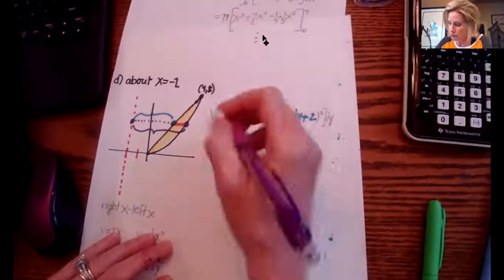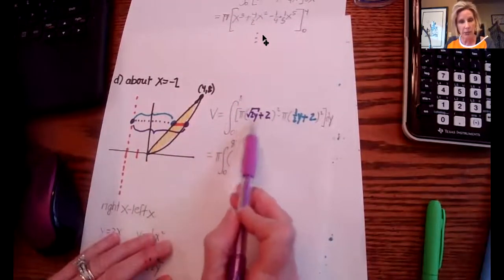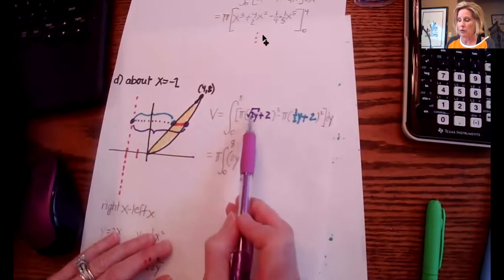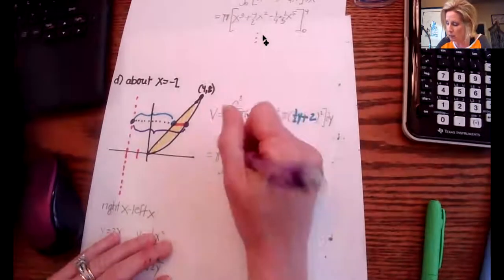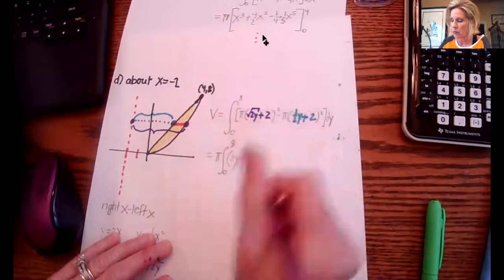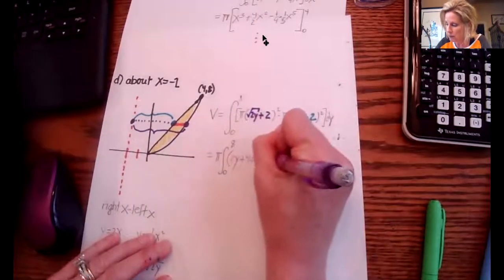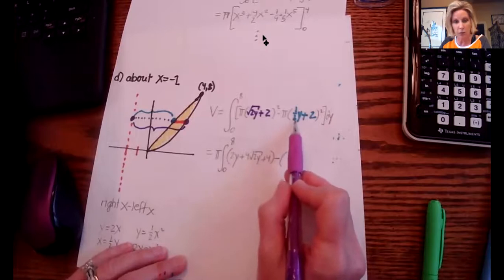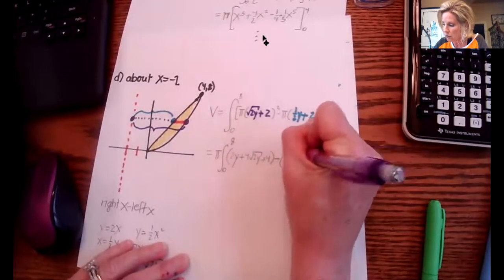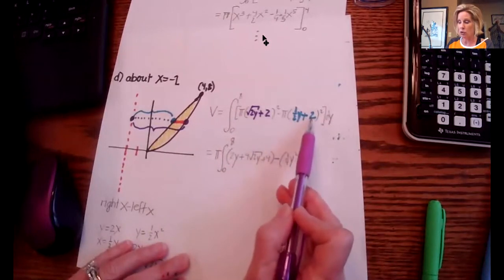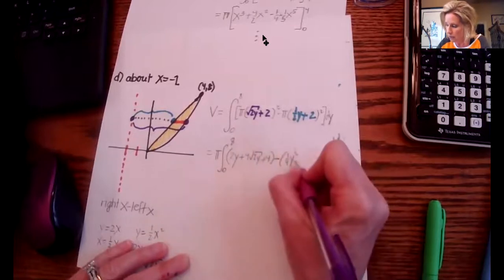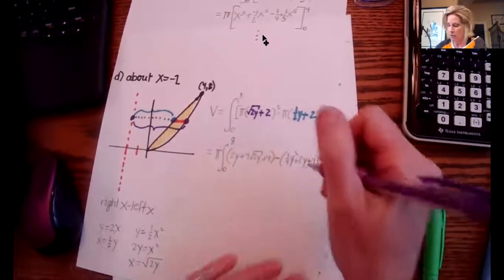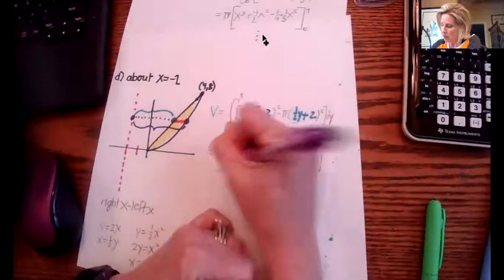I factored out the pi. Now, I need to square this binomial. The square root of 2y, the square of that is 2y. When I multiply these, I get 2 times the square root. You have to double it, so that would be 4 times the square root, plus the square of the 2, so plus 4. Minus. Now, I need to square this binomial as well, so square the first, that's 1/4 y squared. Multiply these by each other, so 2 times 1/2 y is 1y, doubled is 2y. 2 squared is 4. That's dy.